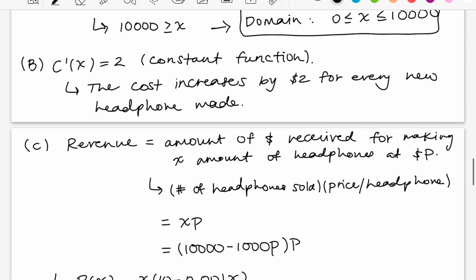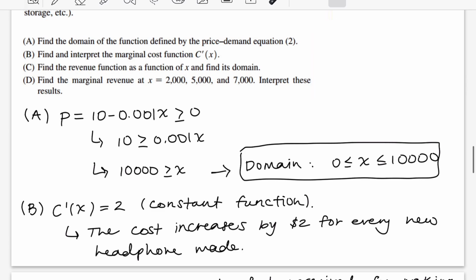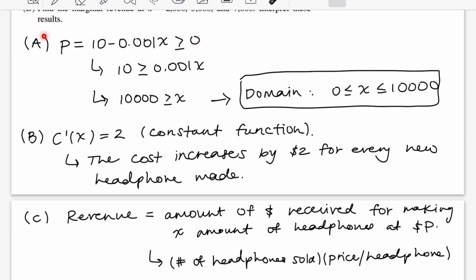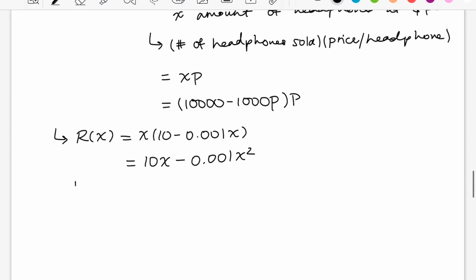All right, and then I do think it asks us to find its domain, but in this case, we do know that the domain for our equation P up here was this. And so all we did was multiply that by an X here, so it doesn't change our domain. We still need that our demand is going to be 0, and it can't be 0 or greater, and it can't be negative.